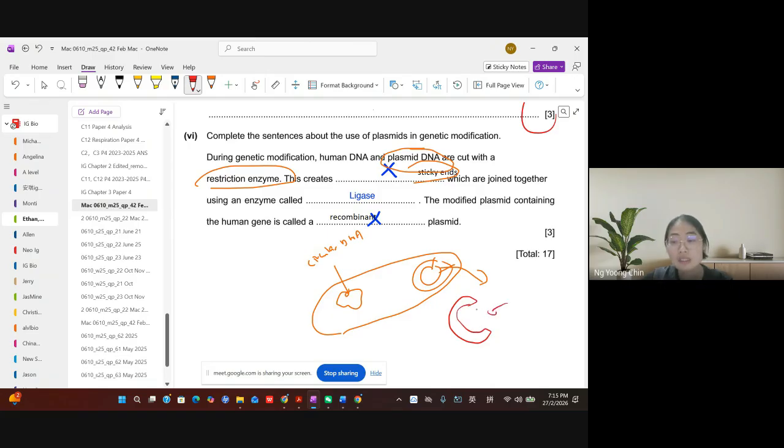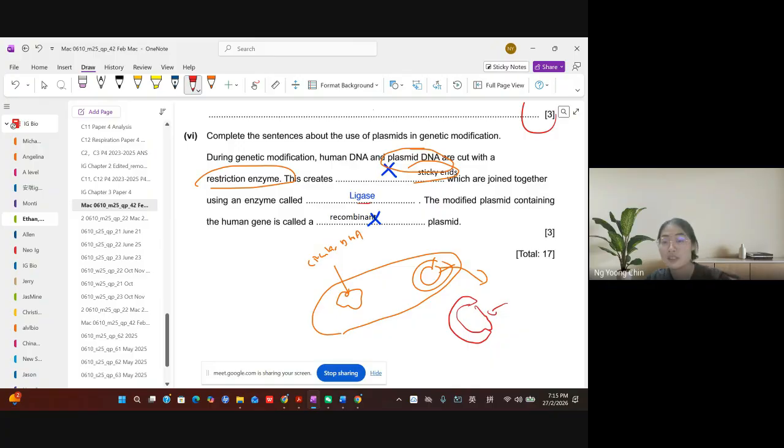So this region, which doesn't have any stuff inside, we call a sticky end. So you have a sticky end produced in the plasmid DNA, and you also have a sticky end produced from the host DNA. That's why they can join together by the ligase.